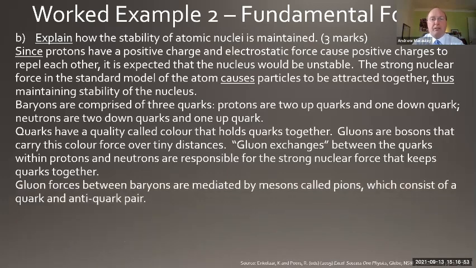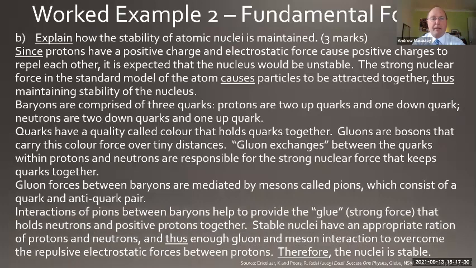Gluon forces between baryons are mediated by mesons called pions, which consist of a quark and an antiquark pair. Interactions of pions between baryons help to provide the glue, in inverted commas, or strong force that holds neutrons and positive protons together. Stable nuclei have an appropriate ratio of protons and neutrons, thus enough gluon and meson interaction to overcome the repulsive electrostatic forces between protons. Therefore, the nucleus is stable.